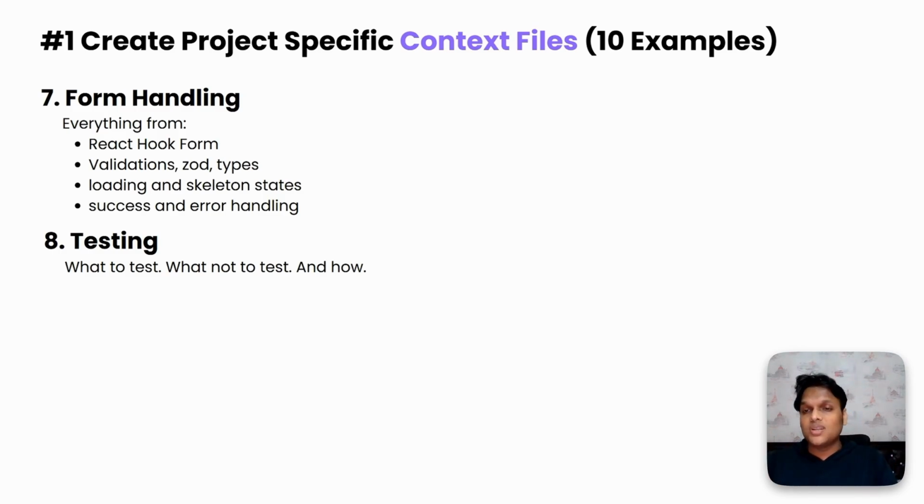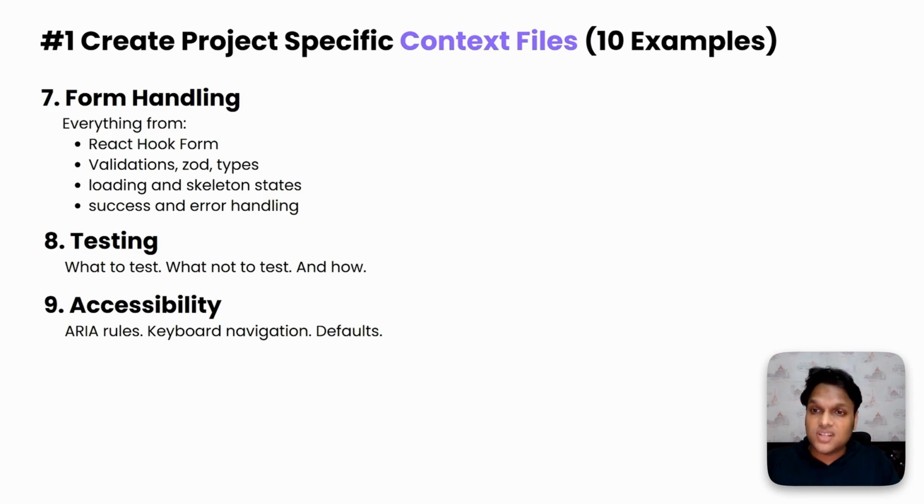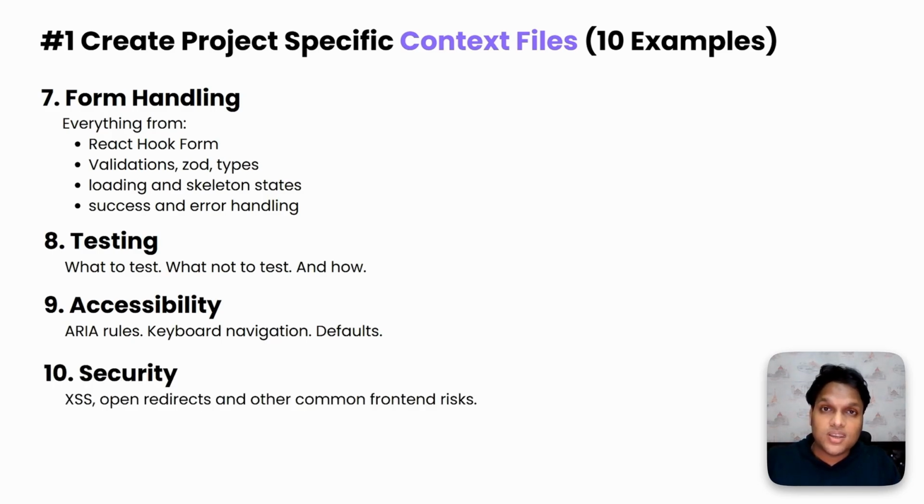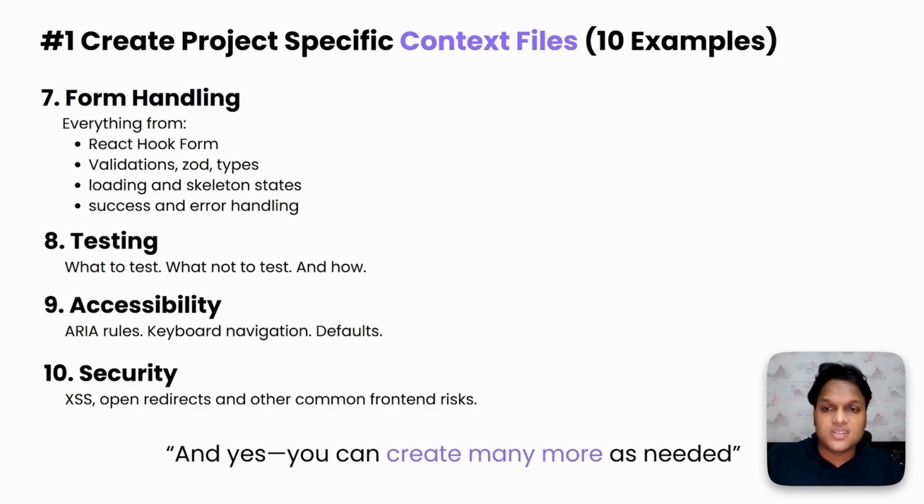Next is testing: how you are testing it, what test cases you are writing. And you can create context files for accessibility, like ARIA rules, how you want to handle keyboard navigation. Is there any scroll behavior handling required? The defaults. Then security, like the cross-site scripting testing you have to do. You can run this context file. There are open redirect issues or patterns you want to avoid. So all of this can go into these context files. And yes, you can create many more as needed.